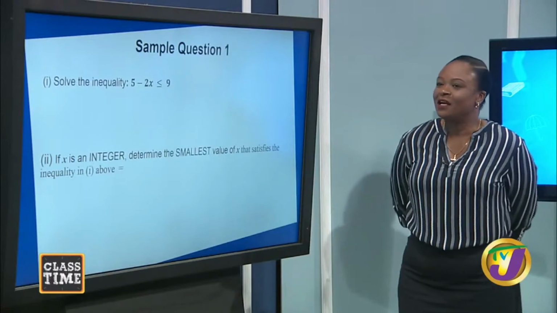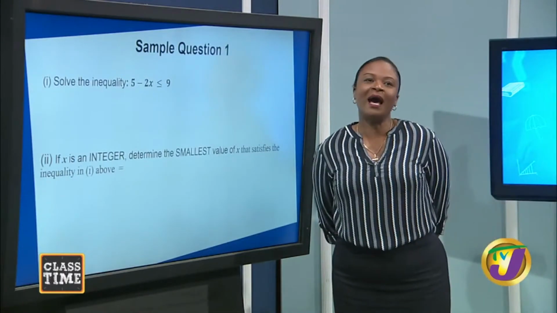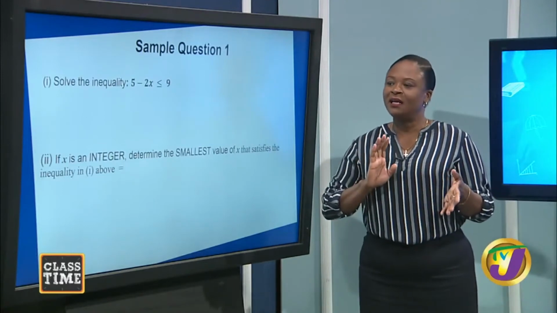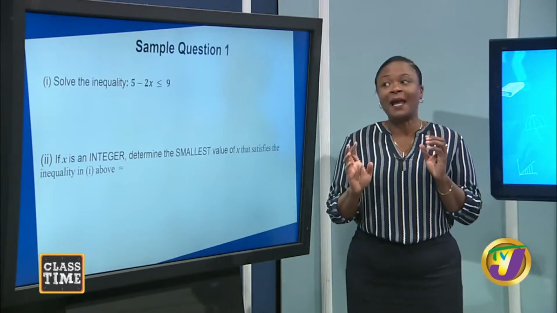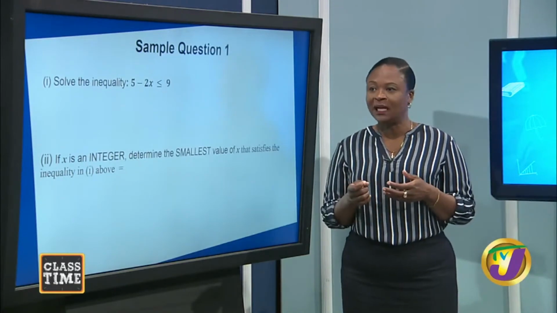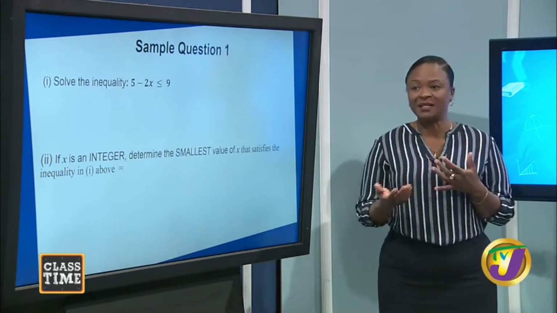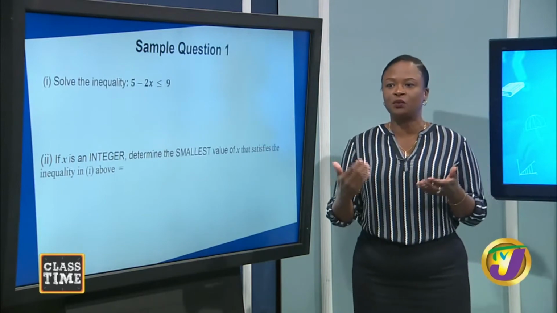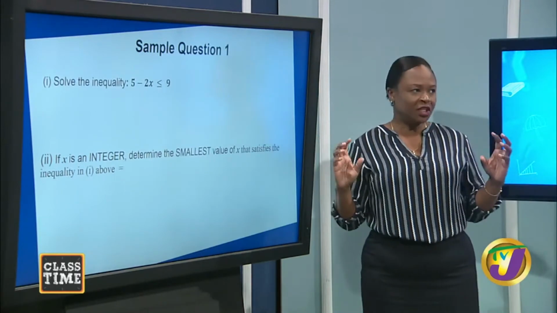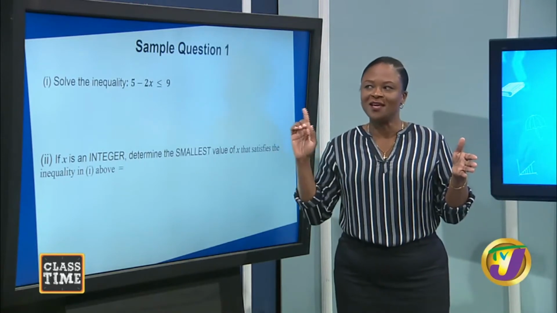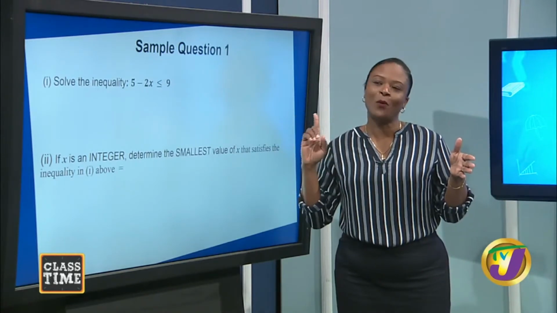Okay, then. So now we have looked at all the nuances of multiplying or dividing by a negative number when we're working with inequalities. We have used the number line to help us represent the information, and in the end we use set builder notation to show the solution set, which is a range of values.